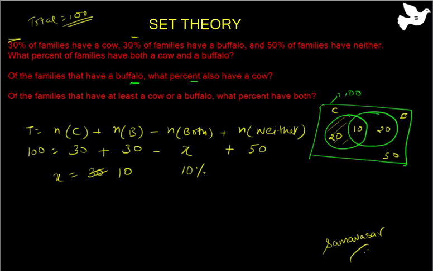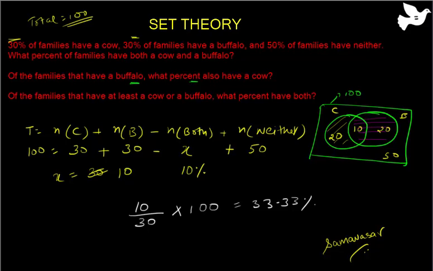Now it says, of the families that have a buffalo, the families that have a buffalo are this entire set. What percentage also have a cow? How many people also have a cow? That is this region, people who own a buffalo and a cow. So we are talking about 10 families who have buffalo and a cow. But families who have a buffalo are basically 30. So my percentage will become 10 by 30, which is 33.33%.